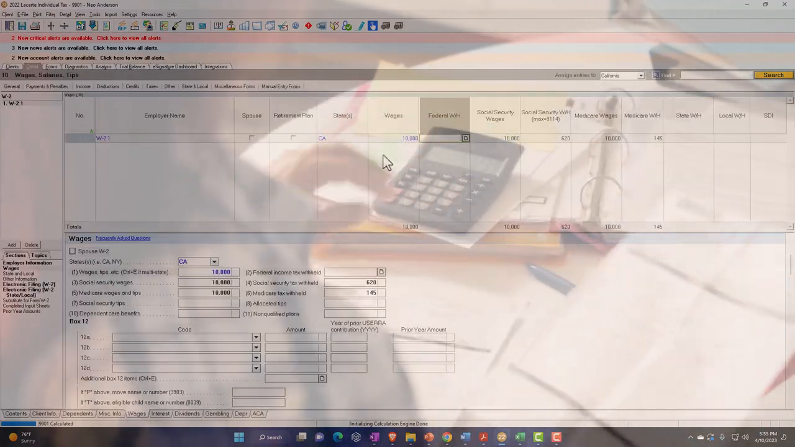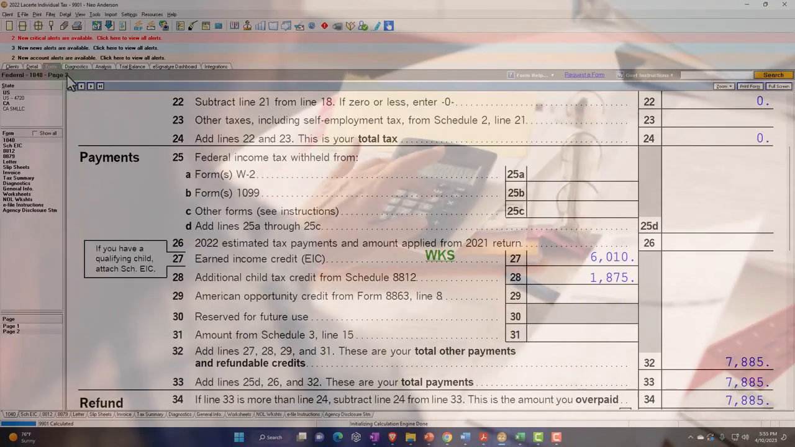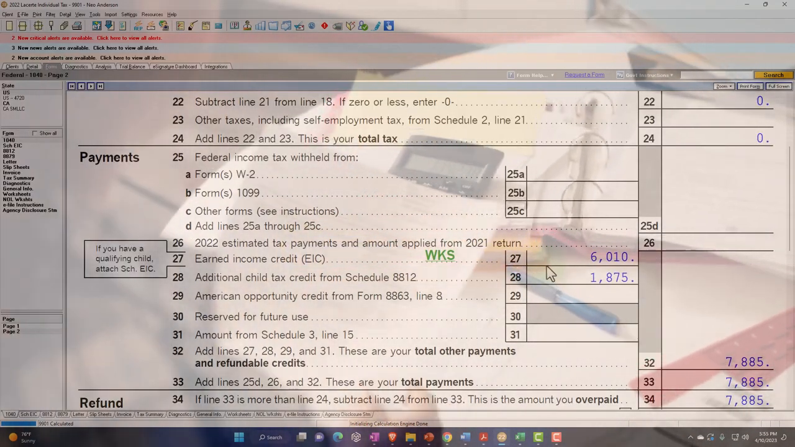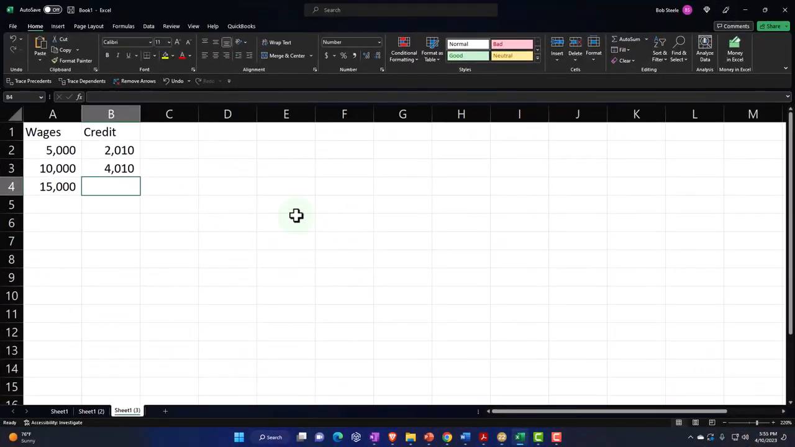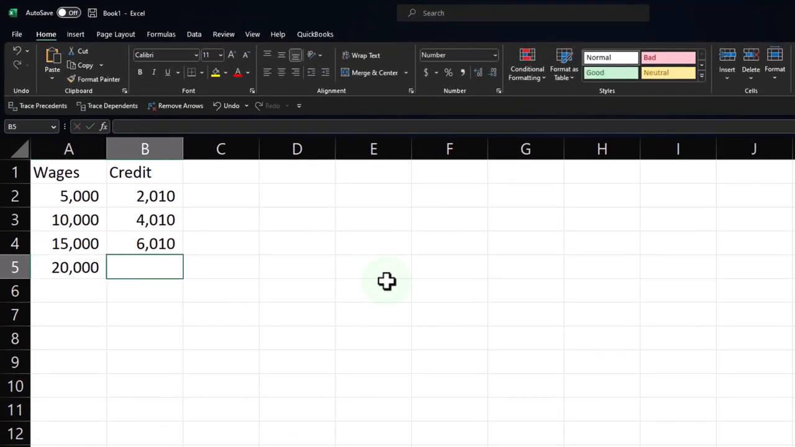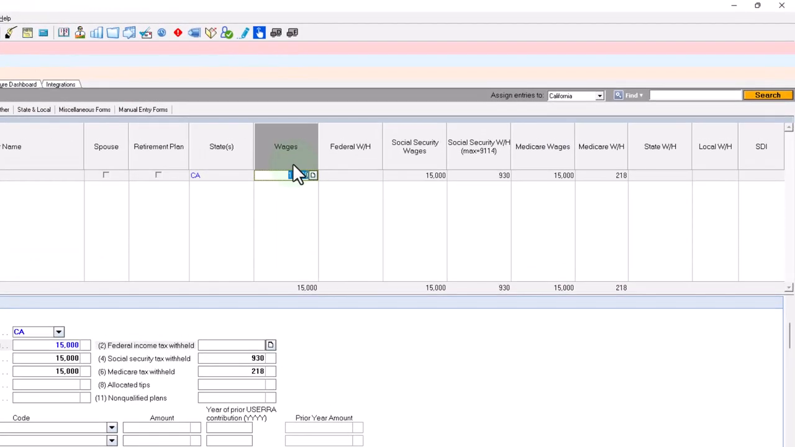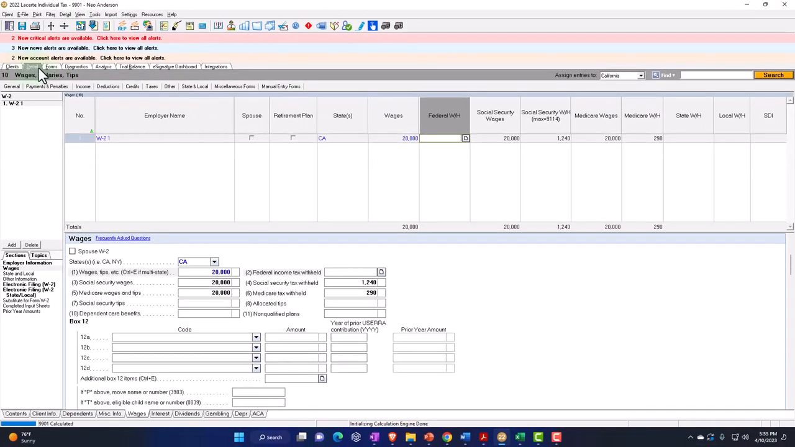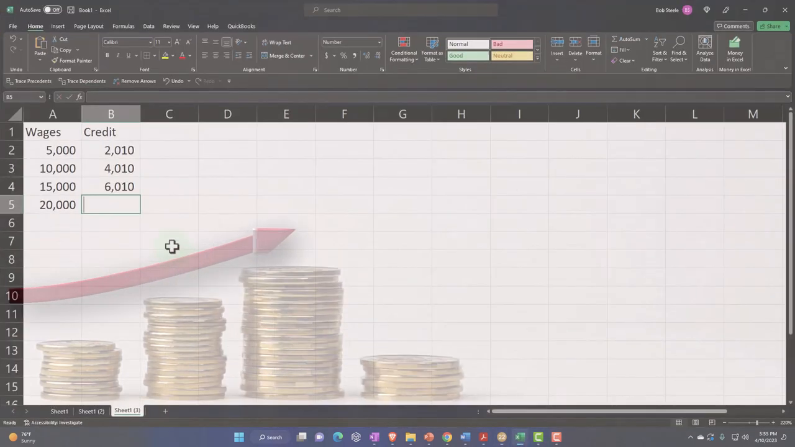15,000, and now the credit is 6010. 20,000. That's close to the cap, to the high mark, but not quite there. The credit's going up as earned income goes up. There it is at the cap, the highest point, 6164.